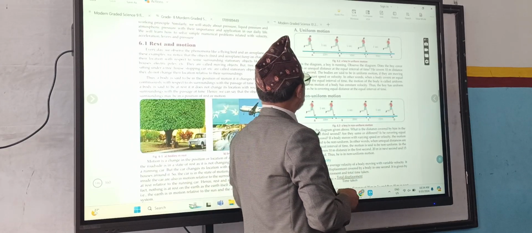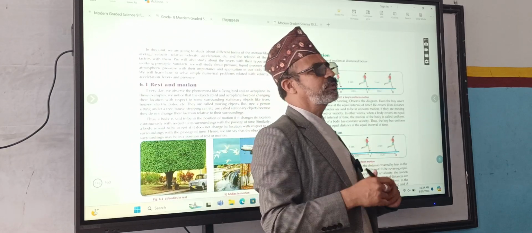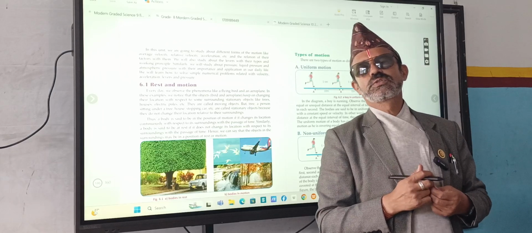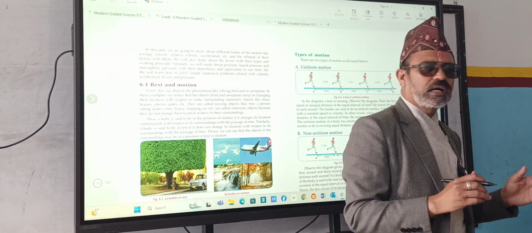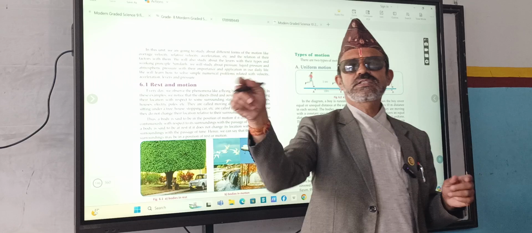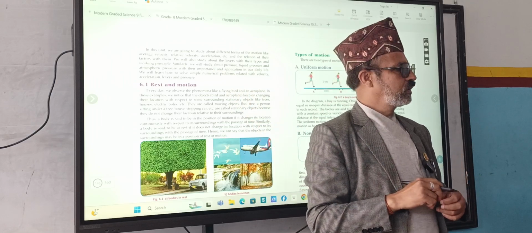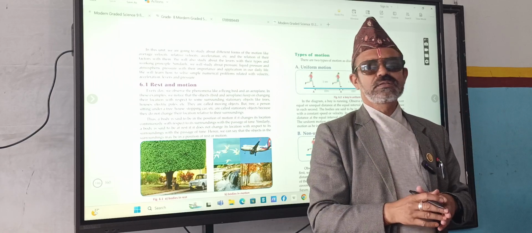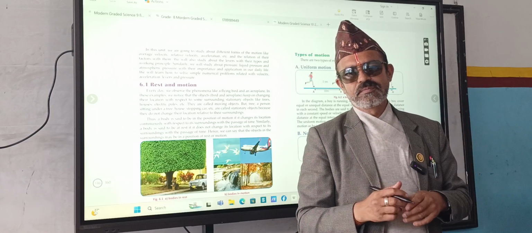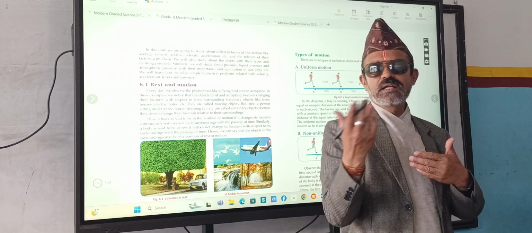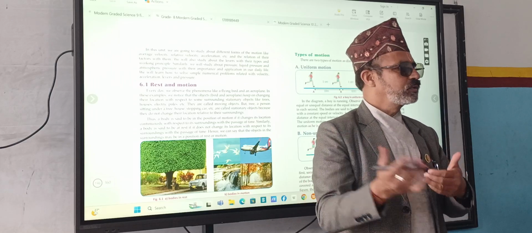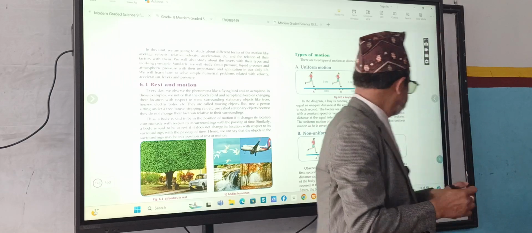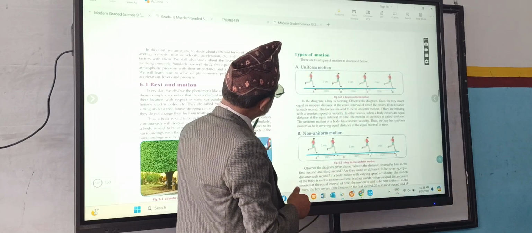But one thing we have to remember, rest and motion are relative terms. When there is rest, there must be motion. Understood or not? We don't find anybody at rest only or motion only. A body which is at rest, it may be in motion also, with comparison to other bodies. Here you can see something.